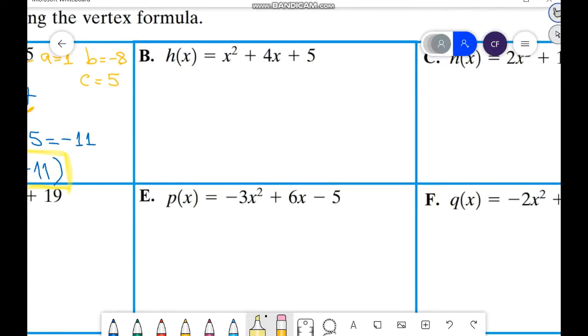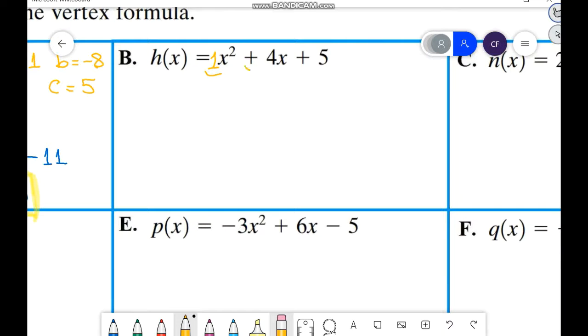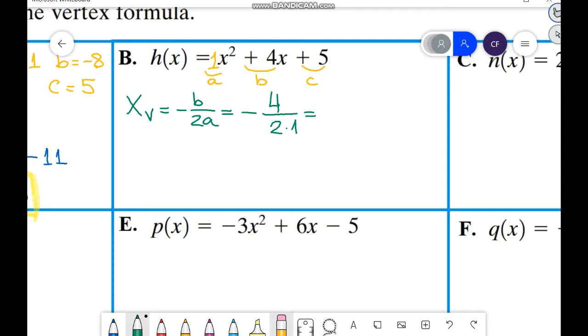Letter B, question letter B. Well, the procedure is the same. Identify a, b, and c. So a is 1, b is 4, positive 4, and c is 5. Now use the formula. x of the vertex equals -b over 2a, -4 over 2 times 1, -4 divided by 2, -2.